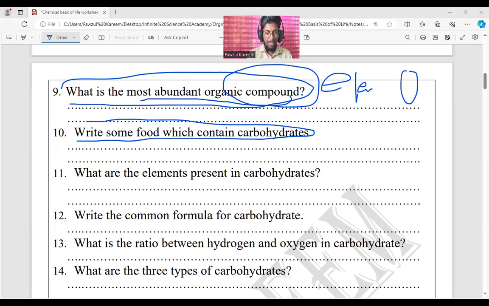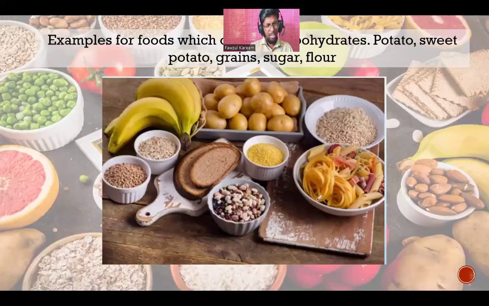What are the foods that contain carbohydrate here? These are the foods. Potato, right? Kelangu, grains, tanium, sugar, chini, flour, right? Yes, bread. Yes, very good. Bread is also an answer, right? Okay. Right. Okay.